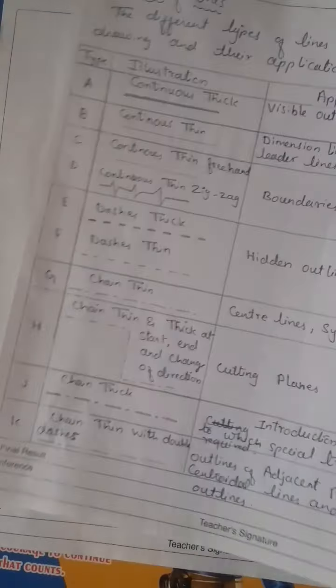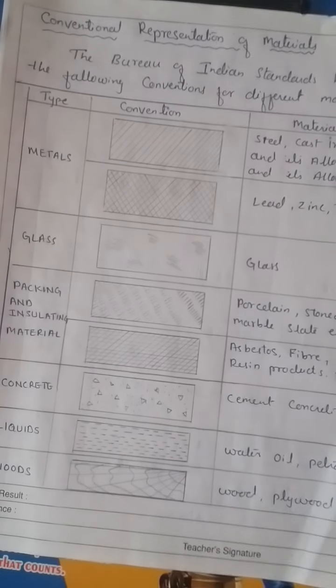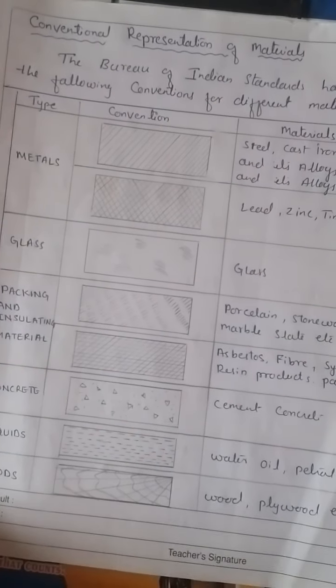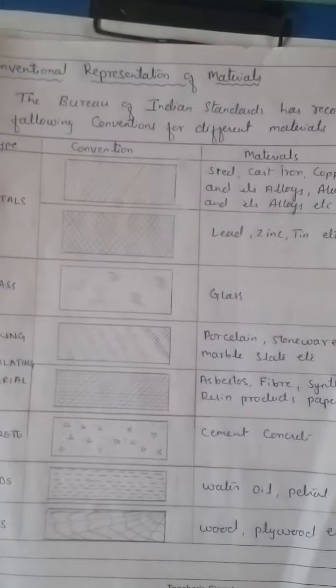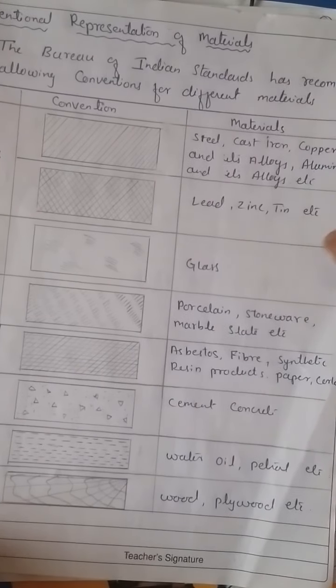Next we'll see the conventional representation of the material. As I told you, in the engineering drawing we highlight all the technical information related to the size, the shapes, the types of the material, or the amount of the material which will be used in the construction. So if we are making use of different materials, those things will be highlighted.